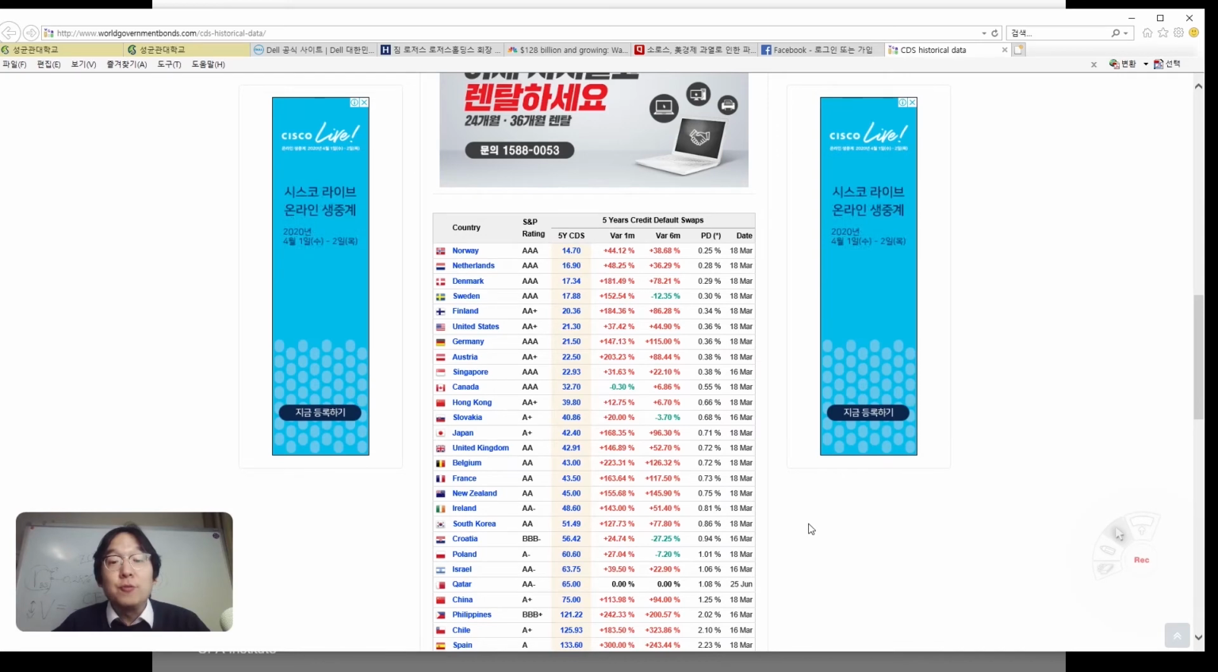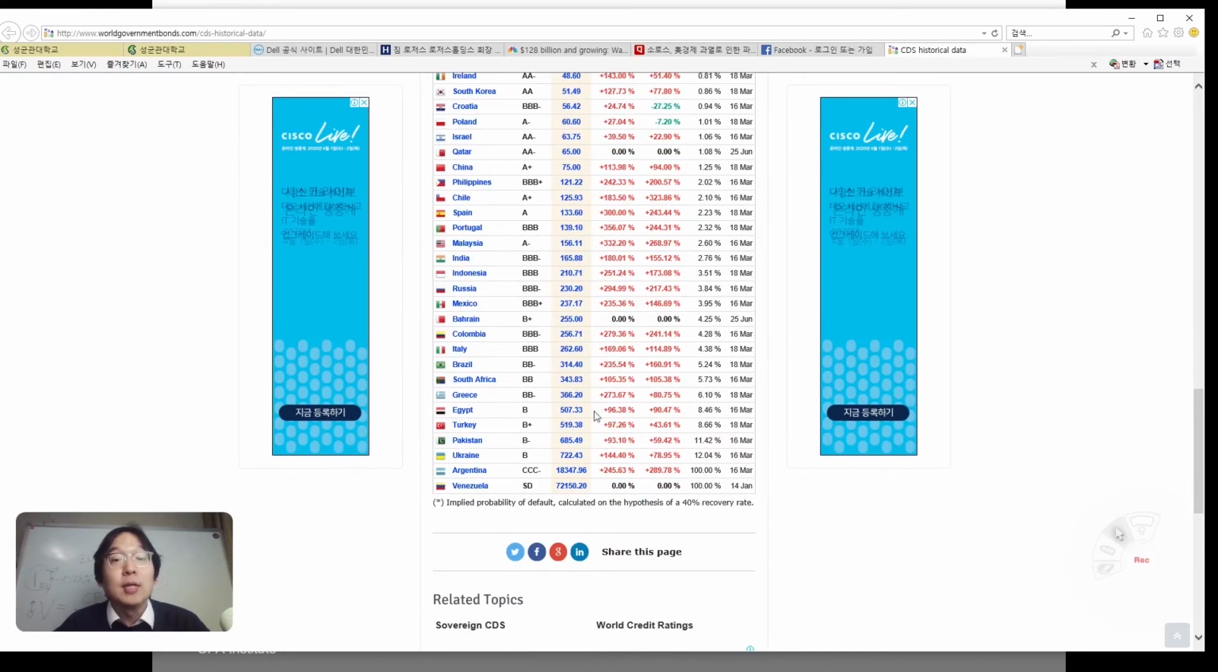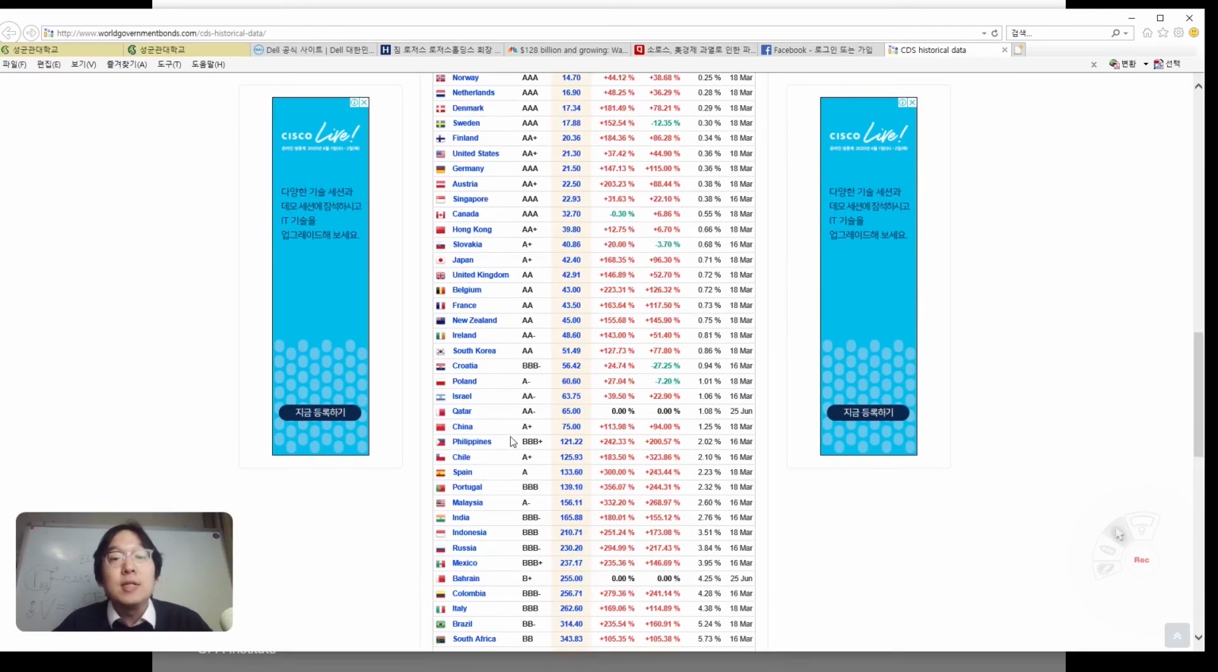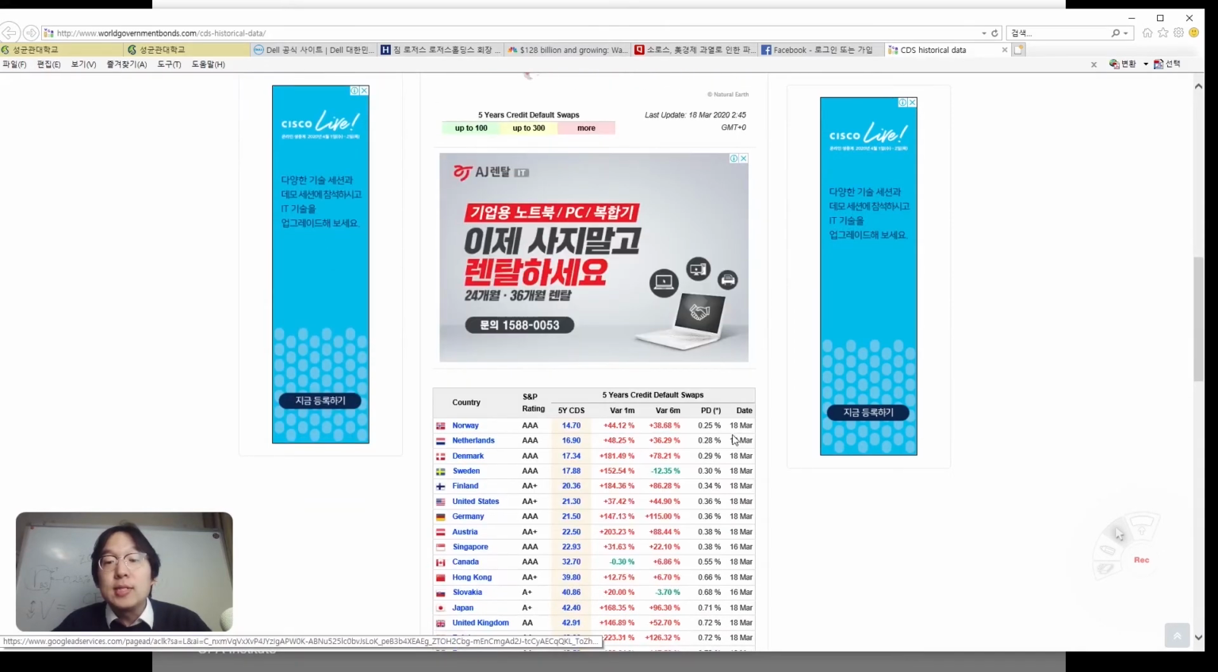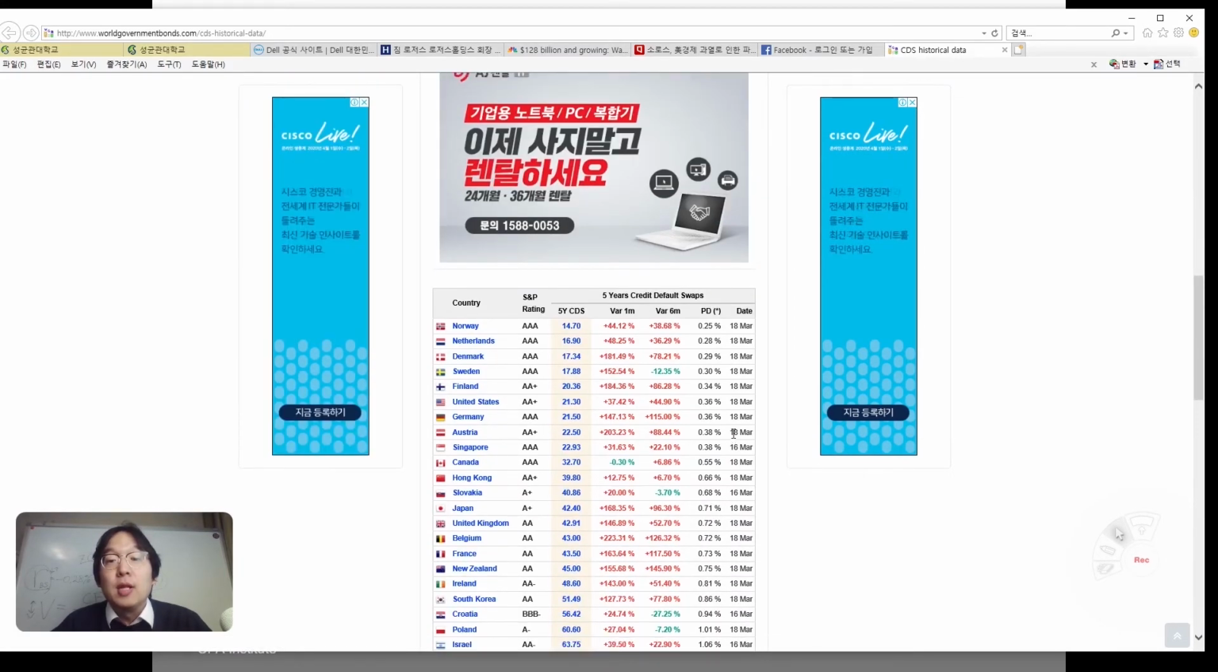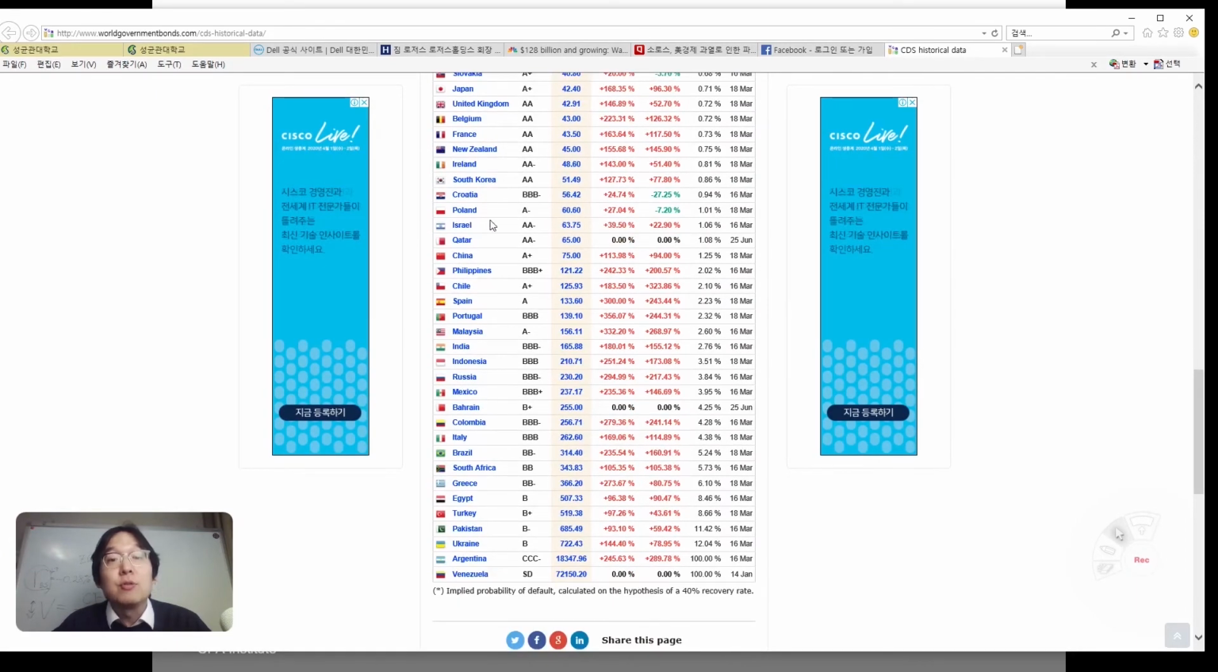Why do we see a lot of red figures over here? Oh my God. Let's see, we're going to get to that issue later on. Right now, the default spread of South Korea is 51.49 basis points. Okay, so that's right. That is 0.5149 percentage point. Default spread or CDS spread is there.